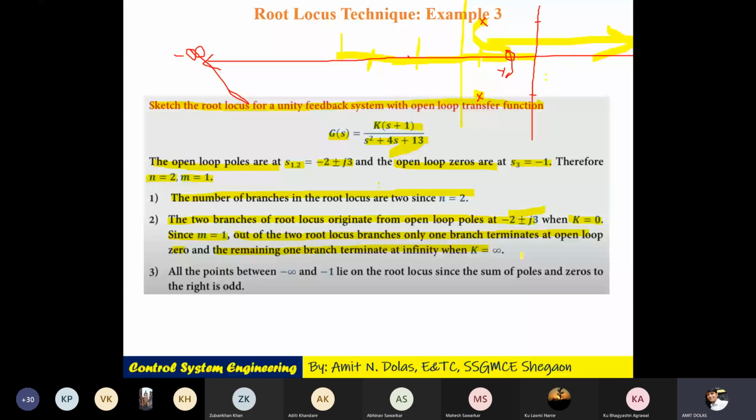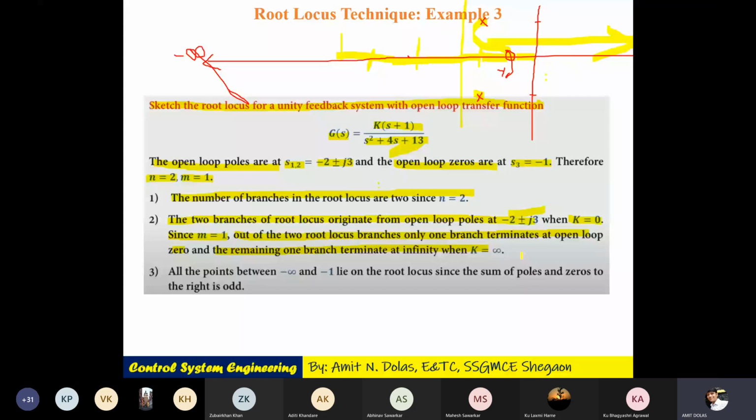The breakaway point will be at minus 4.16. How? Because we earlier mentioned that the root will be from -1 towards minus infinity. So the breakaway point on -1 towards plus infinity. So you can see these two numbers.